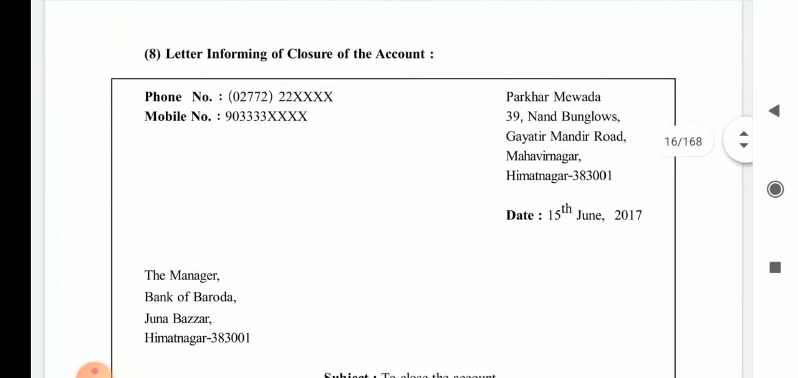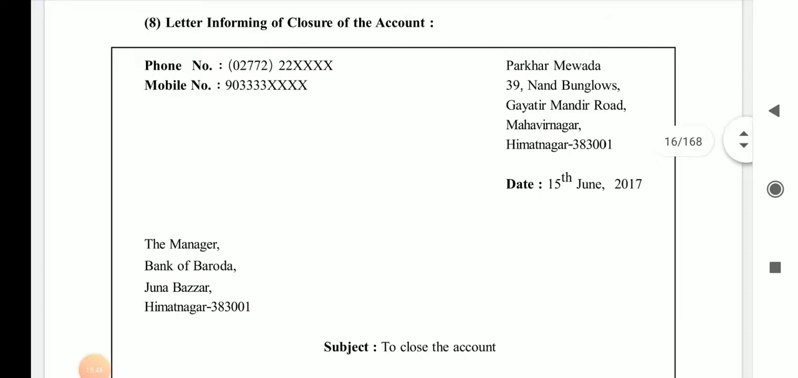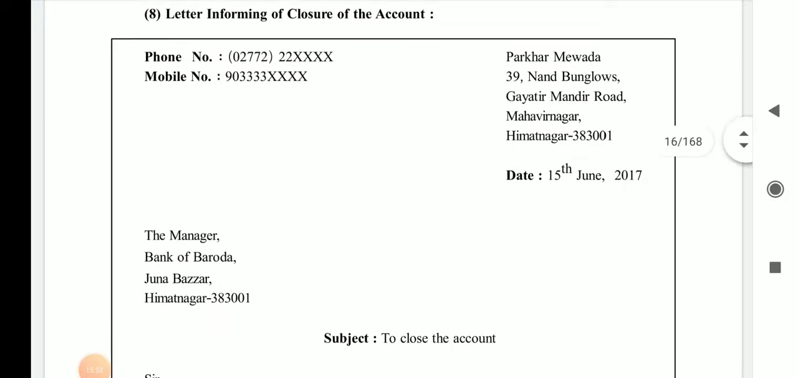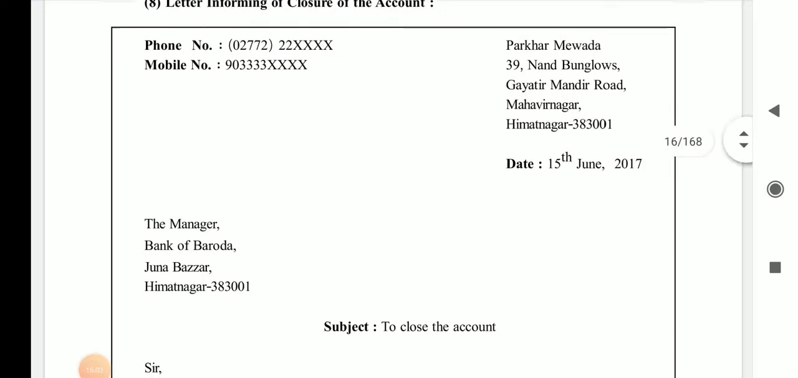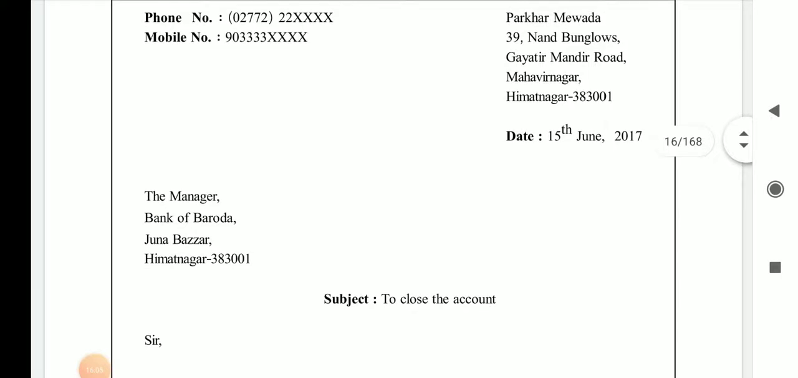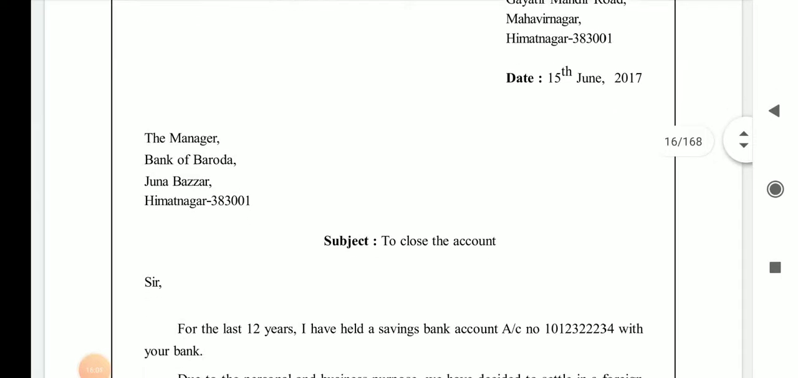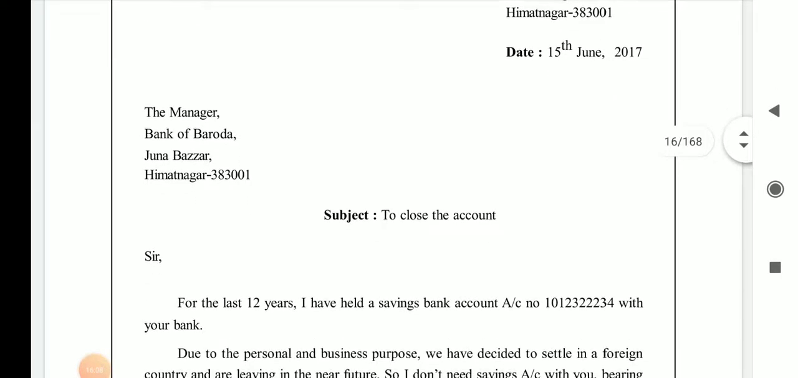Letter informing of the closure of the account. That means a person wants to close the account. Here the writer's name is Prakhar Mewada. On the left hand side, the phone number, mobile number. Prakhar Mewada is the writer's name. 39 Nand Bungalows, Gayatri Mandir Road, Mahavir Nagar, Nagar, and put a full stop after the pin code. Date is 15th June 2017.